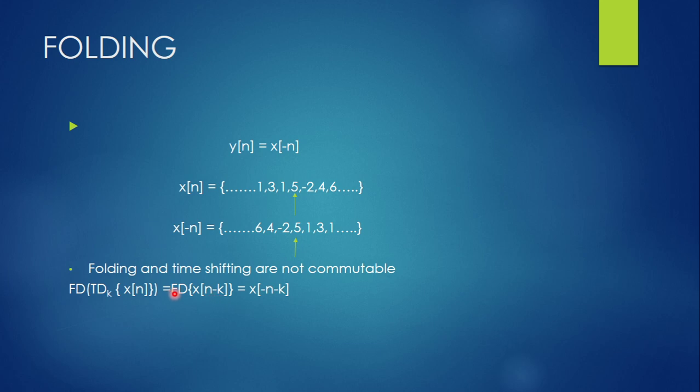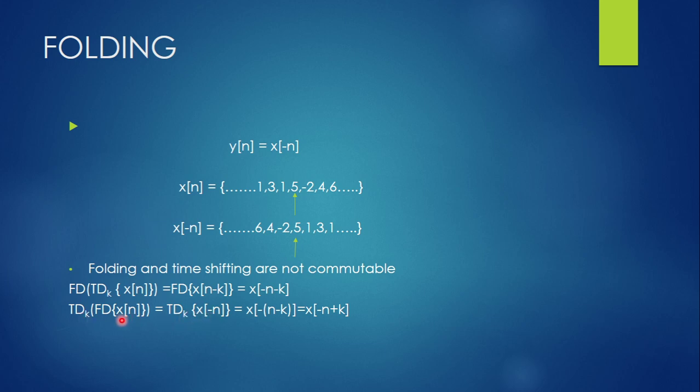Now you fold it, your n becomes minus n and your sequence becomes x of minus n minus k. This is a result of what? First time delaying the signal, then folding it. Now take the other case: fold it, then time delay it. First you fold it, then you do the time delay of that.